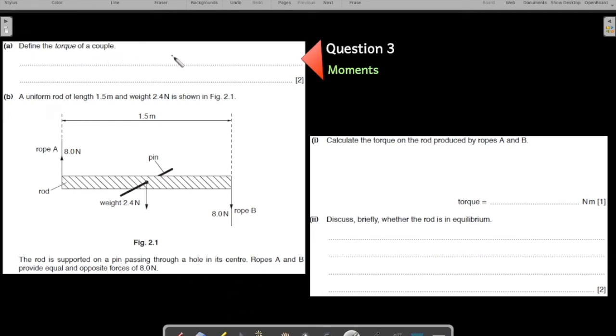So what are we doing here? We are practicing past paper practice questions on the topic moments. This is our third question, the third video. Please pause the video, attempt the question yourself and then play the video again to look at the working of it.